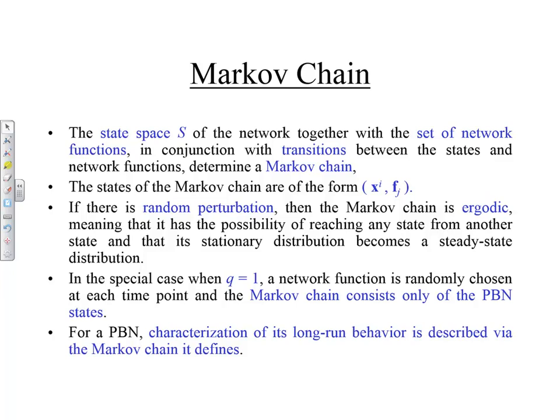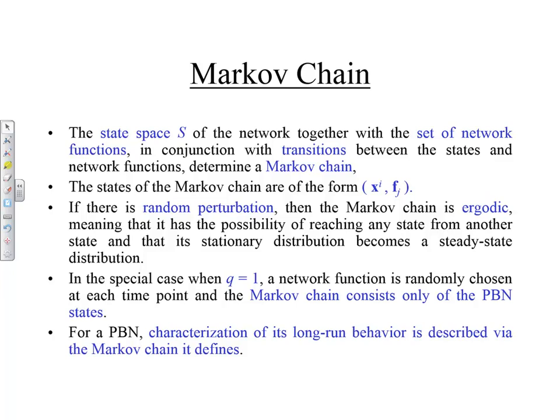It'll be the actual state space and the predictor function, right? So it's bigger than the original chain. If you have a random perturbation, then the Markov chain is also ergodic, meaning that it has the possibility of reaching any state from any other state. And once a Markov chain is ergodic, then it has what is called a stationary distribution, and that'll become a steady state. I'm sorry, it'll have a steady state distribution.